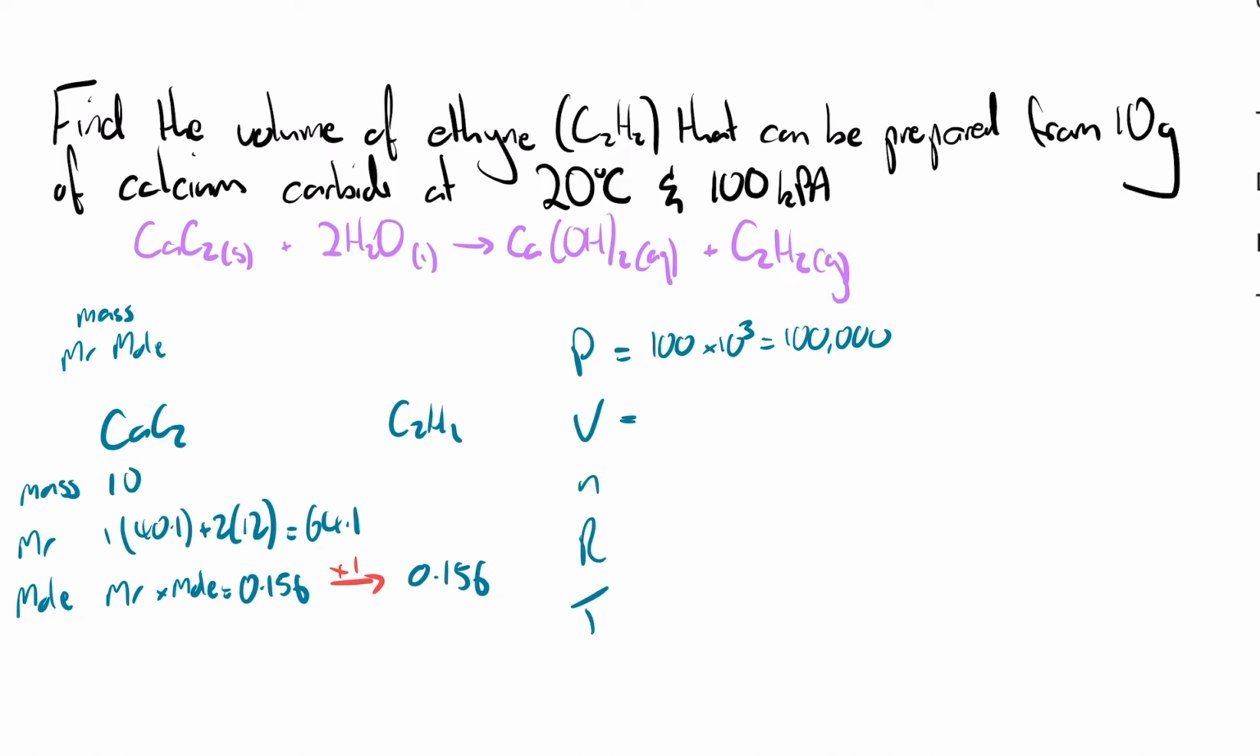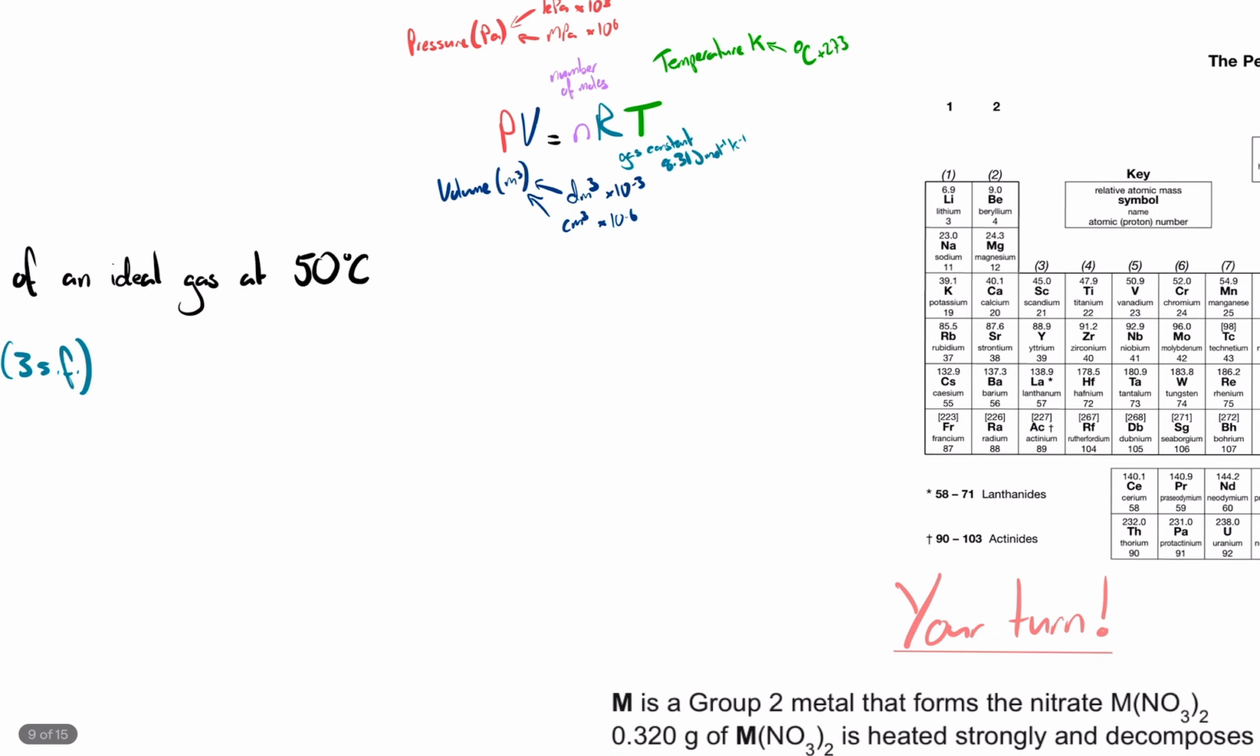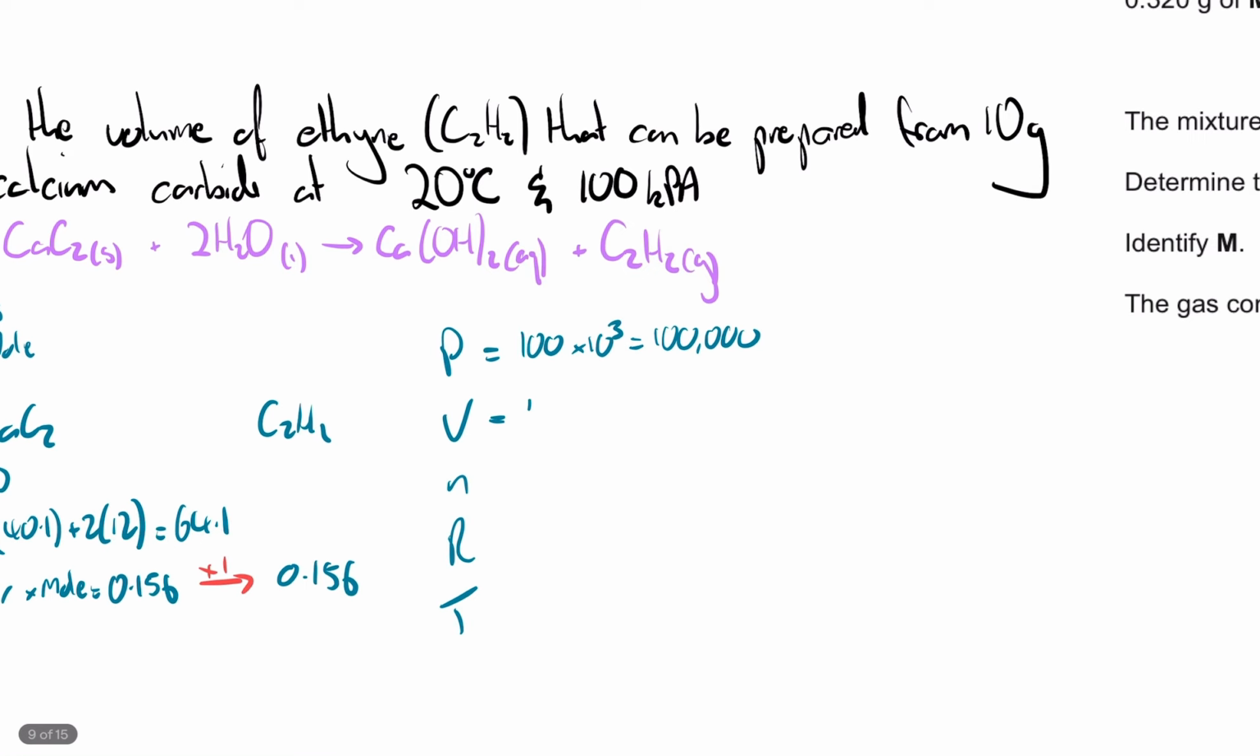Volume is what we're trying to work out. So we rearrange our equation. We need to divide both sides by P. So V equals nRT over P. N we've just worked out, 0.156.